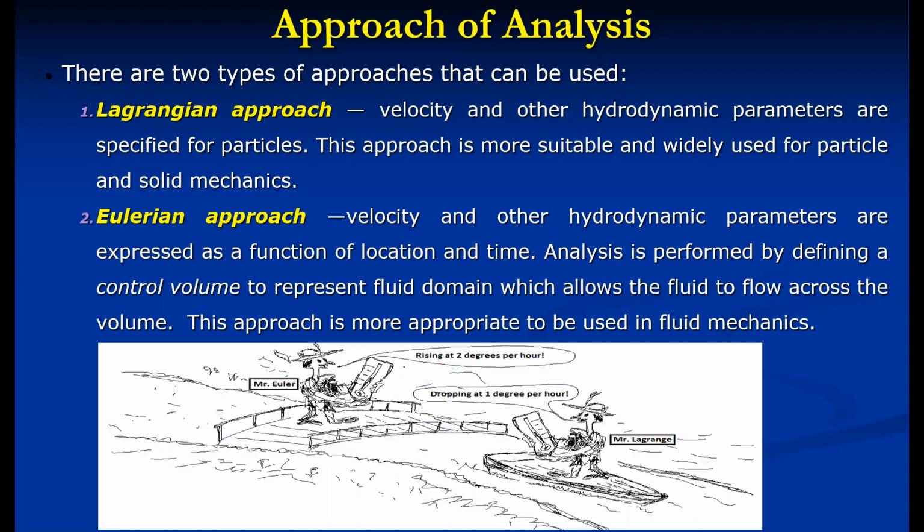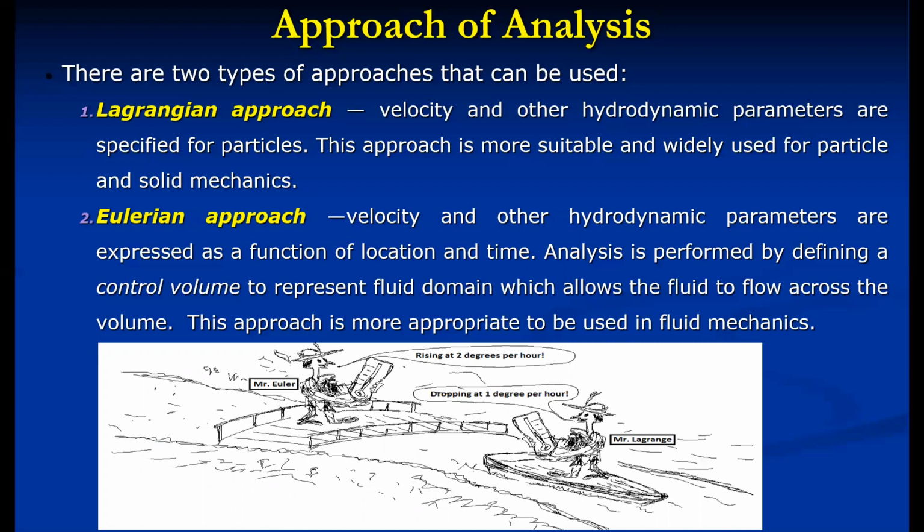So this is a pictorial demonstration of the two approaches. Mr. Euler follows the Eulerian approach. Mr. Lagrange follows the Lagrangian approach. Mr. Euler is standing on the bridge and is monitoring the temperature of the fluid at that particular domain, so near the bridge only. While Mr. Lagrange is monitoring the temperature of the fluid while traveling with the boat. So maybe he's traveling with the flow and is monitoring the temperature of the same flow or same fluid particles.